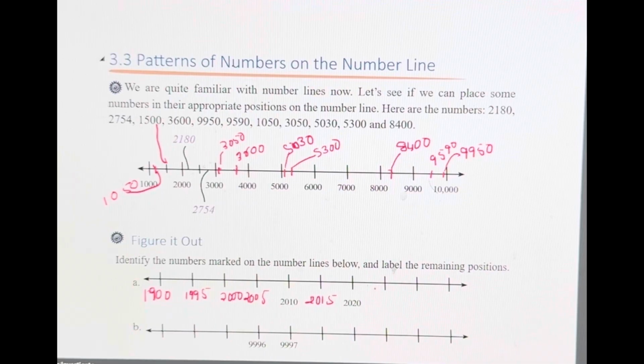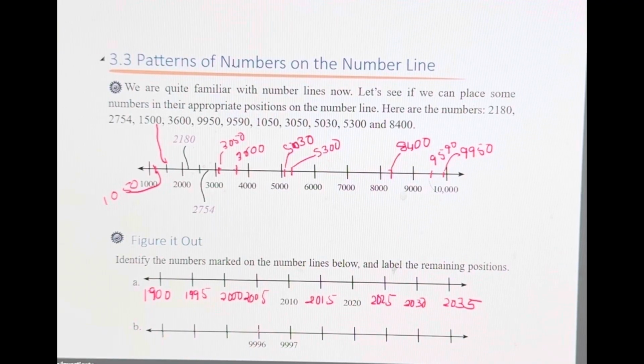Okay. So after 2020 it would be 2025. This is 2030, and this is 2035. Okay. So first identify the pattern and fill in the remaining numbers.